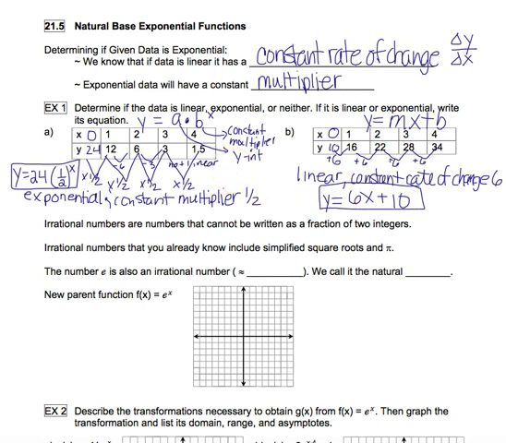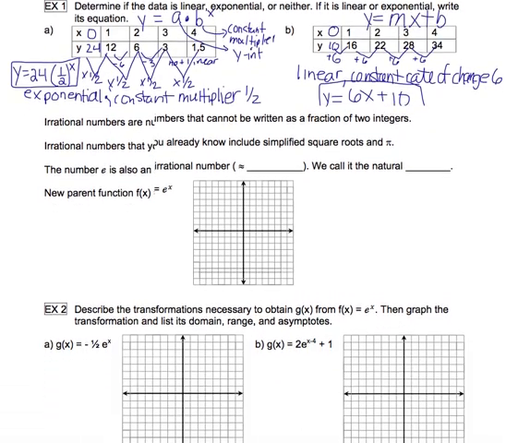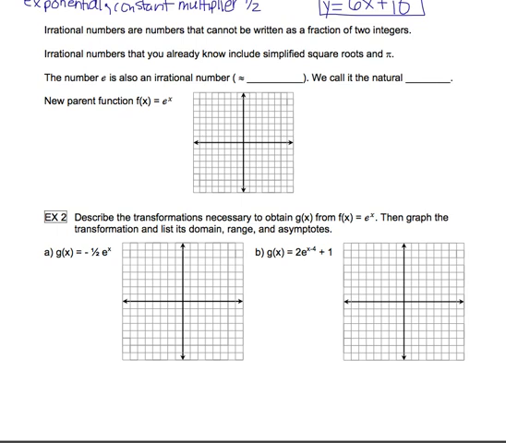Okay. So the next part, we're going to be talking about natural base exponential functions. And when we do that, we have to discuss also irrational numbers. So remember, this is review. Irrational numbers are numbers that cannot be written as a fraction of 2 integers. So you can't do like 5/17 or any fraction where we use 2 integers. So in decimal form, we know that irrational numbers never end and never repeat.